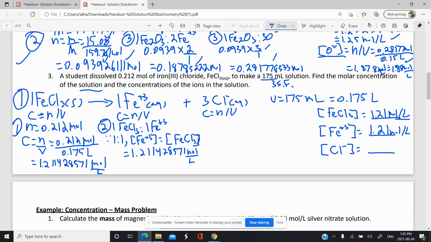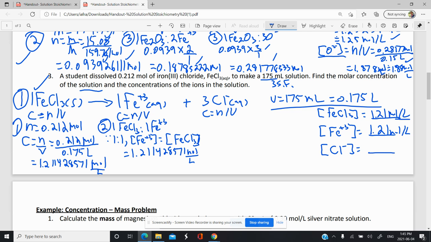moles per liter. So notice that I don't have to do C is equal to n over V twice. I can just do it once at the beginning for the initial compound, and then use the mole ratio to find the concentration of the ions there. That's again assuming that the volume does not change. It's only in these types of ion dissolving problems that you can do that. You can use the longer method or the shorter method here.